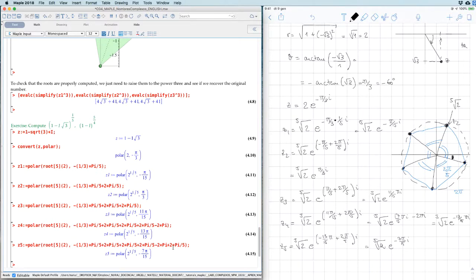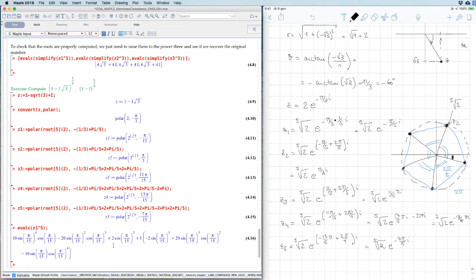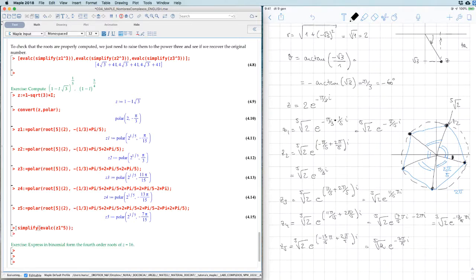Okay, so one important thing is that now what I can do is check if z1 to the power of 5 is what I want, if I simplify it. What I get is the original number that I got, so z1 is correct. If I do z2, also correct, z3 also correct, z4 also correct, z5 also correct.